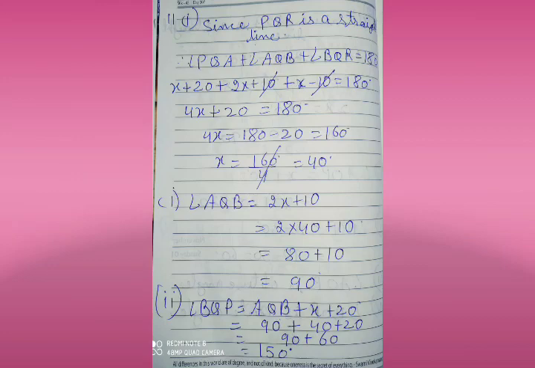Now subpart 1, angle AQB you have to find out, and AQB is what? 2x plus 10, 2 into x value 40 degree plus 10, so 80 plus 10, 90 degree. Subpart 2, angle BQP. Angle BQP is equal to AQB plus x plus 20. So 90, value of AQB is what? 90 degree. So 90 plus 40 plus 20 is equal to 150 degree.